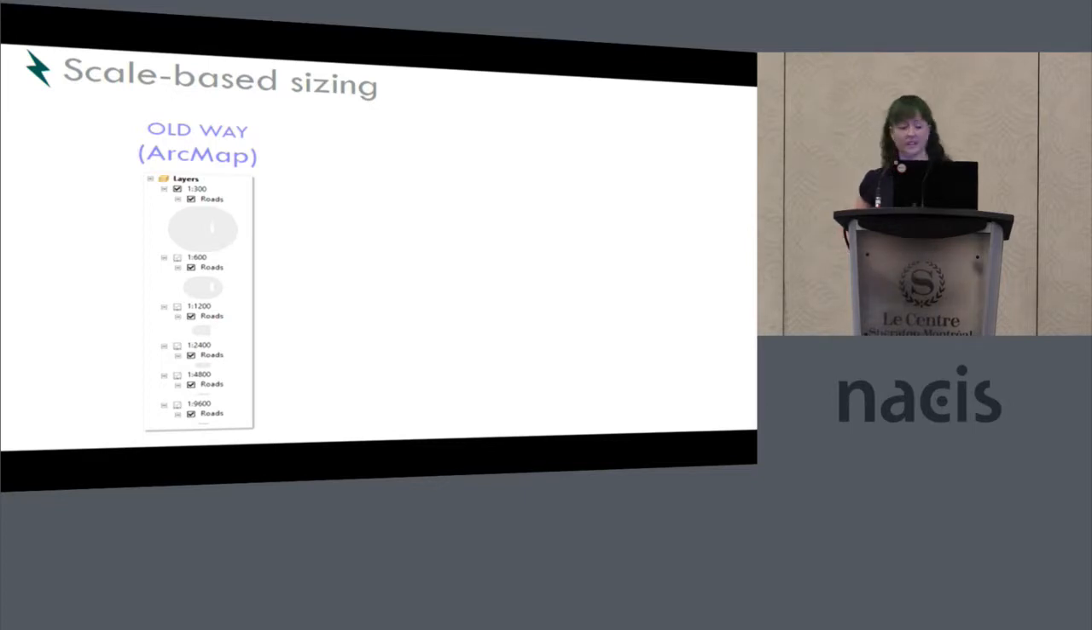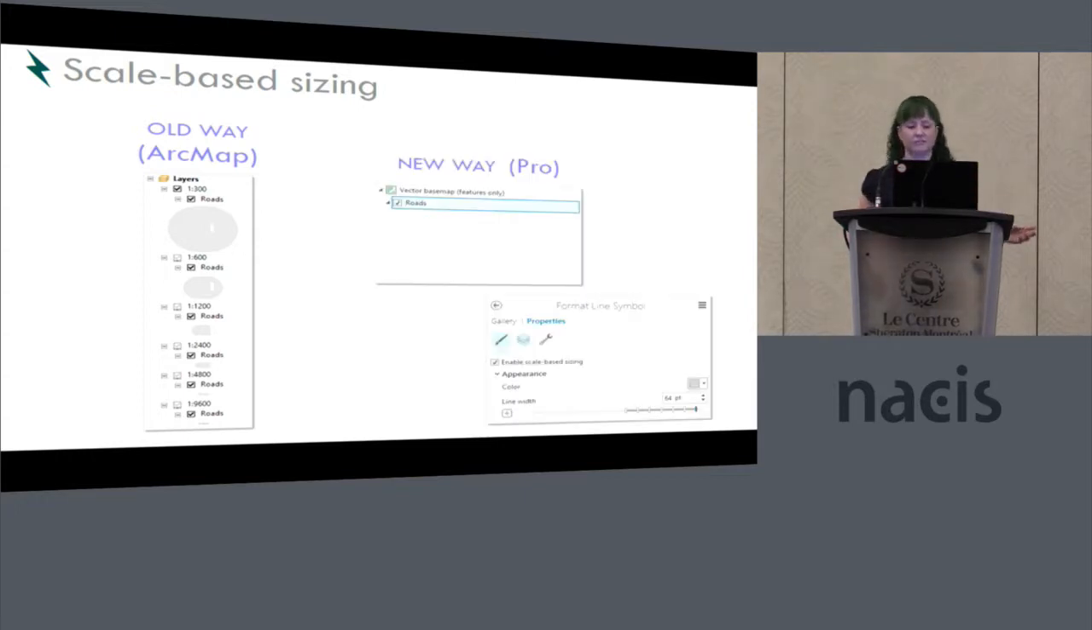Here is another key concept, scale-based sizing. In ArcMap, this is how we would set up our MXD for our base map, with a group for each scale level, and then the layers repeated in each one, symbolized how they should look at each scale level. In ArcGIS Pro, usually you only need to have your layers appear once because of scale-based sizing. You can set visibility, you can set for each scale the size you want, and it will smoothly interpolate between anything you set. This makes maintenance a lot simpler.